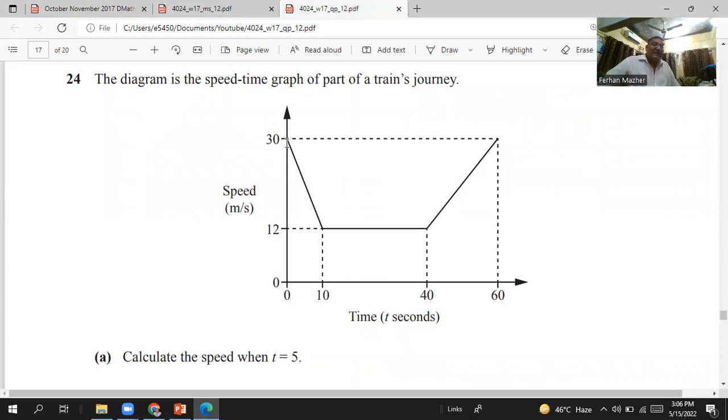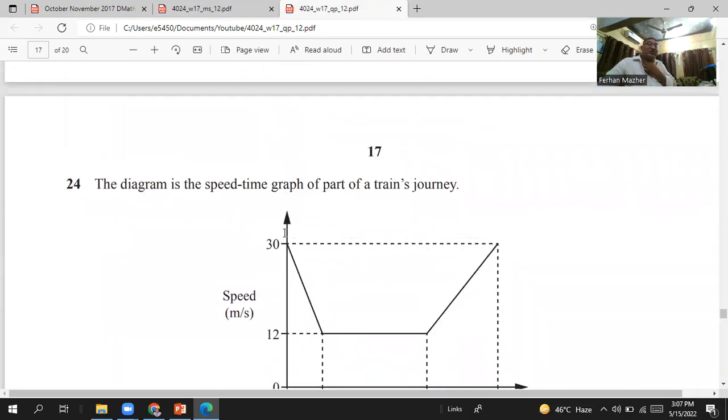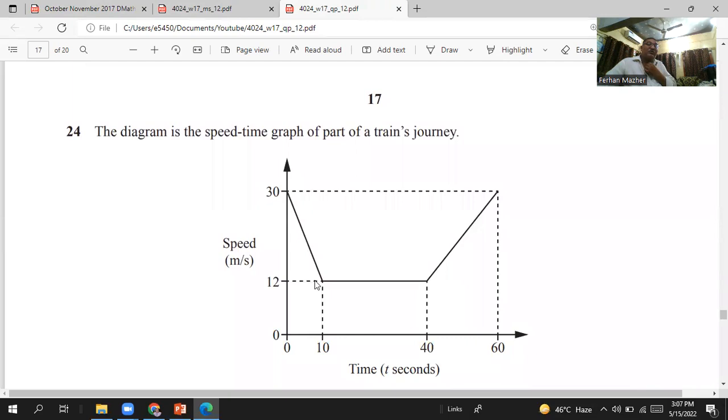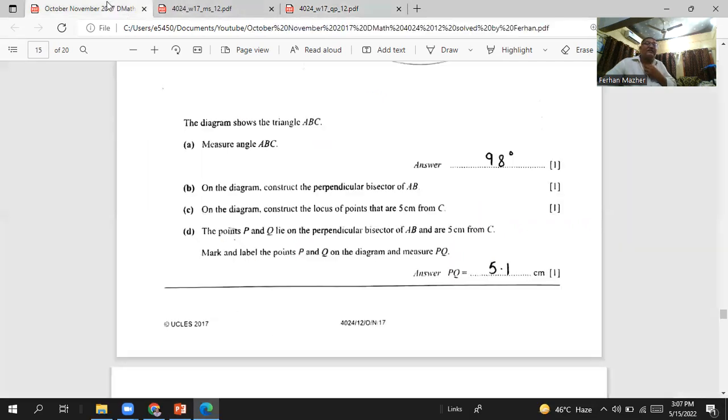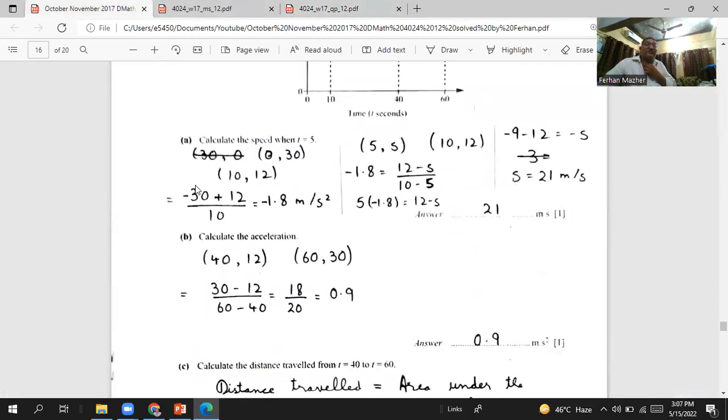When t is 0, the speed is 30. When t is 10, the speed is 12. And this is a constant retardation here. So when he says when t is 5, what will be the speed? Whatever the slope is from 0 to 10 time, the same will be the slope from 0 to 5. So let me show you my written work. Very simple and straightforward question.